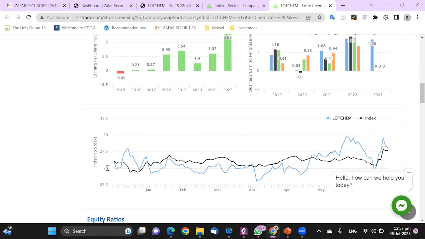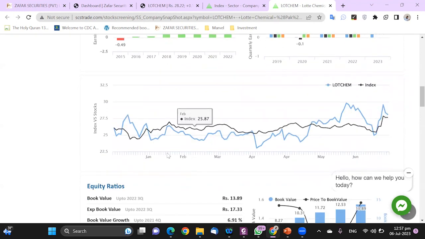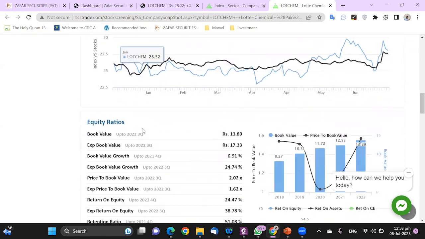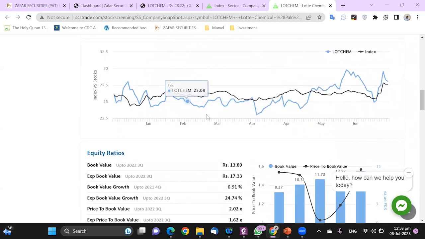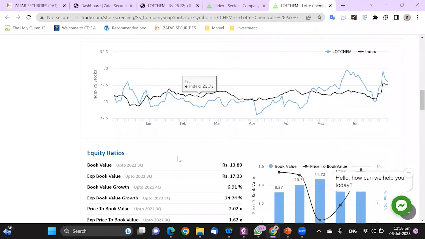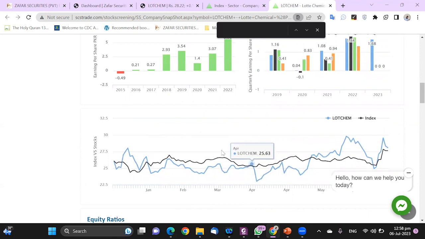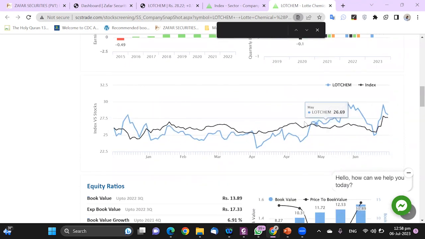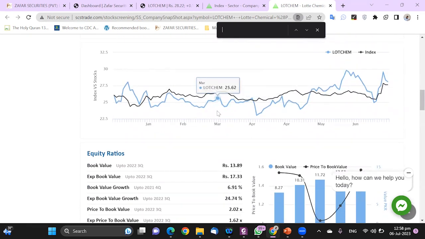From this graph, you can see the black one is the index and the blue one is the stock. You can see that from January to May, its performance was below the index. And from May, it is up above the index. So if I take the average, it will be less than the index. This is how you can check the alpha in the Pakistan stock market. If it is less than the index, the alpha is less than 0, negative; otherwise it is positive. So it looks like it's around -1 or -2% below the market.